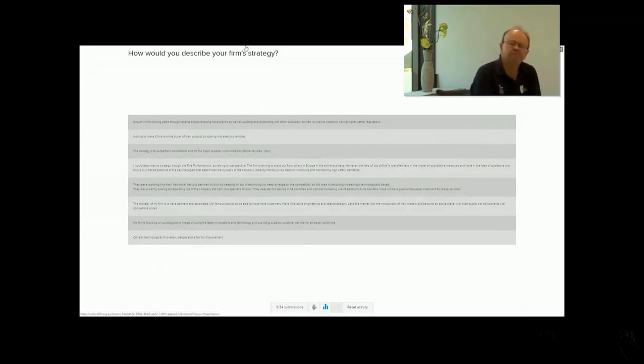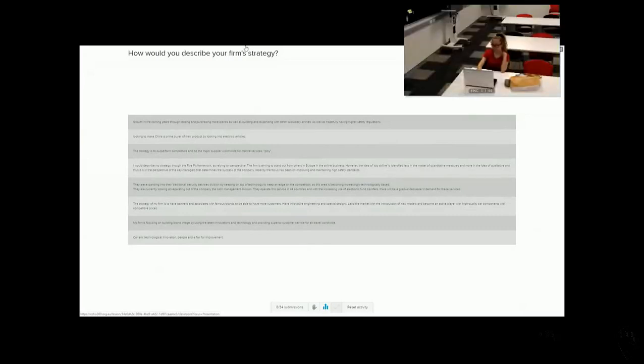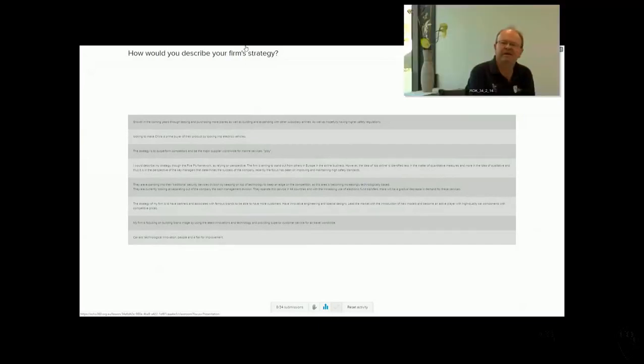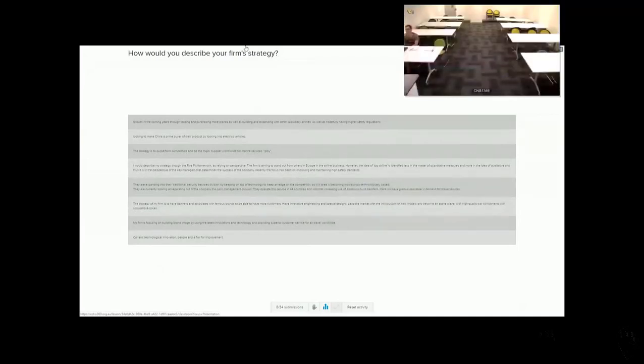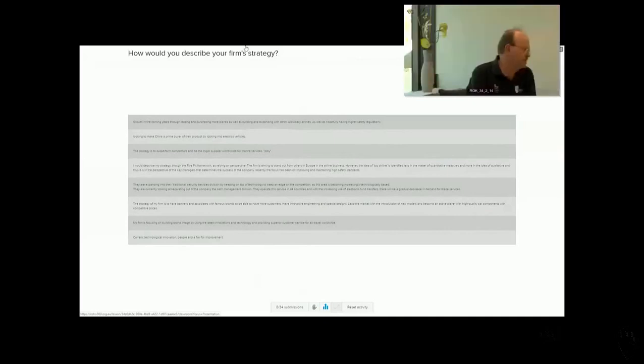The next one is looking to make China a prime buyer of their product by looking into electric vehicles. That's interesting. Which company is that? Is that the Brilliant car company? I'm not sure. We don't have car manufacturers other than that, I don't think. Just looking for the previous one. Yeah, that's Fiat Chrysler Automotive. And where are they based? Italy. And they're getting into EVs?